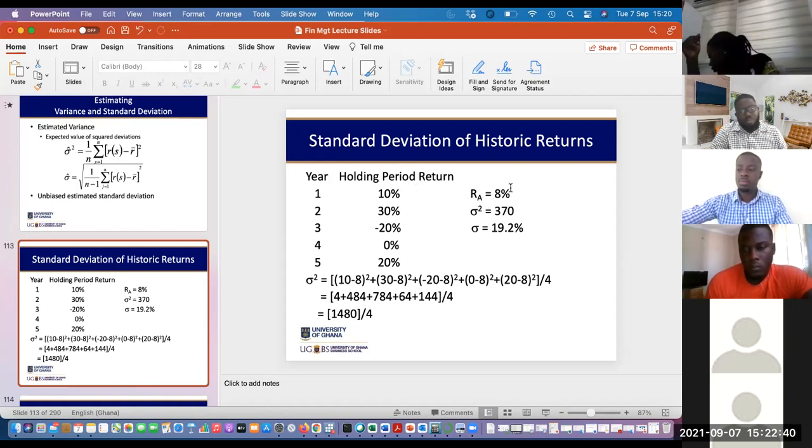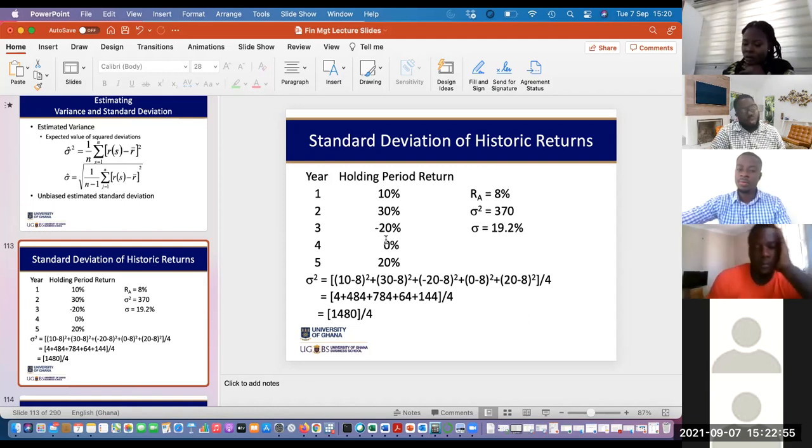Year 2, we didn't get 8. Again, we are happy. We got an additional 22. What about year 3? We're expecting 8. We didn't get it. So it's like we lost the 8, came to 0, and lost an additional 20. So your surprise is minus 28. Okay. Year 4, again, you're expecting 8. You didn't get 8. You got 0. So your surprise is minus 8. And year 5, we're expecting $8,000. The guy gives you, or the lady gives you $20,000. You're happy. You get an additional $12,000 surprise.